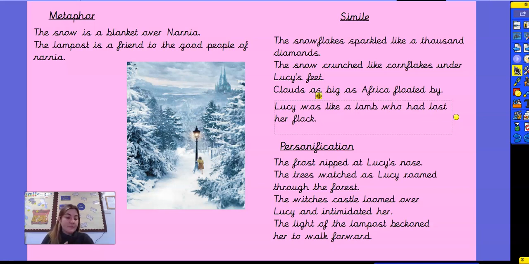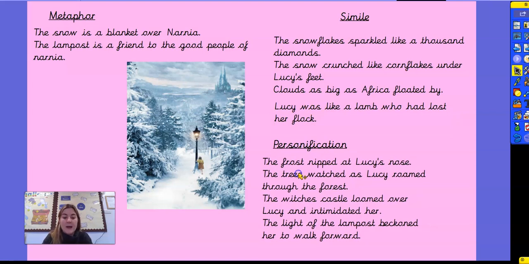And sizes to like countries, or usually with things that sort of sparkle or glitter, you know, jewels are quite good for comparing. So think about things in the natural world when you're making your similes, because they give quite good examples for similes you could create. And then for personification, I wrote the frost nipped at Lucy's nose.